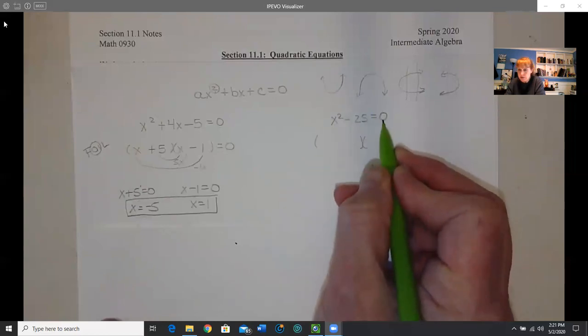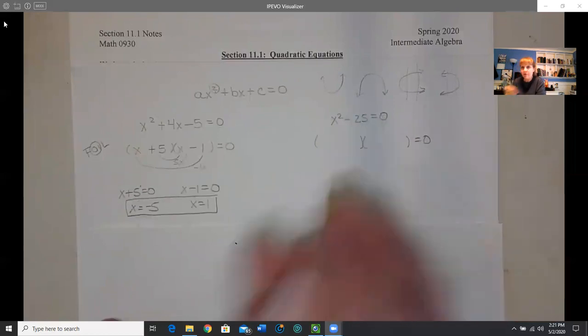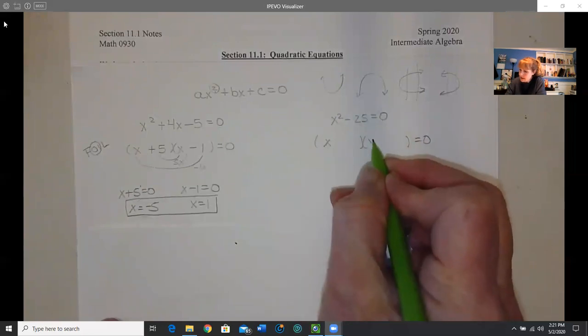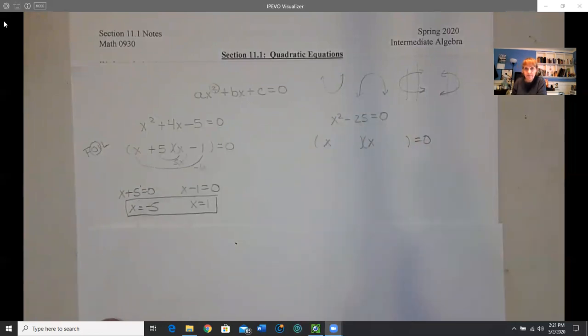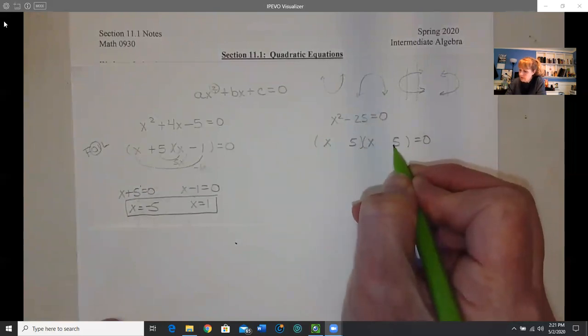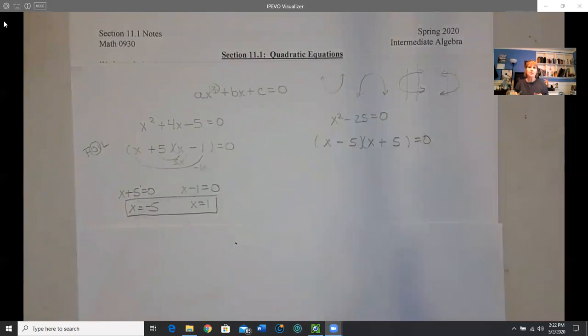I did set it equal to 0. So if that step wasn't done, you'd have to move it over. And we factor. x times x gives us x squared. 5 times 5 gives us 25. And we have a minus and a plus, so that we have no middle term. -5x and a +5x is 0. So we don't have a middle term.